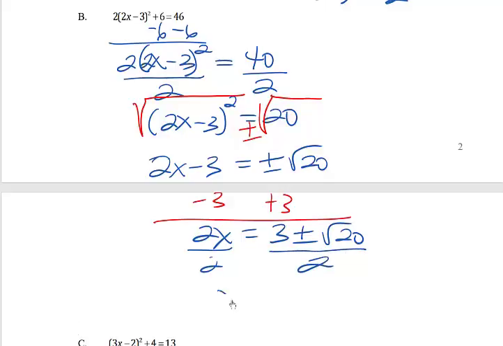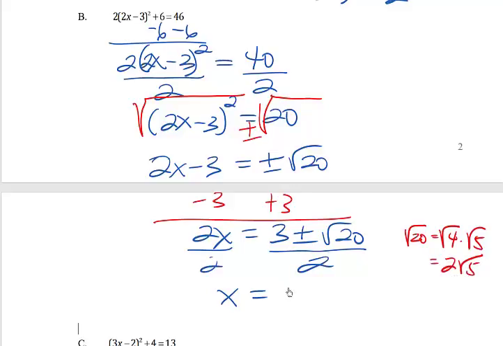My x is now by itself. I'm almost done with this problem. The only reason I'm not is that square root of 20 can be simplified. Maybe I'll go off to the side and do some scratch work. There is a perfect square that goes into 20, namely 4. So I can split this up. Square root of 4 times square root of 5. The square root of 4 is 2. So the simplified version of square root of 20 is 2 root 5.